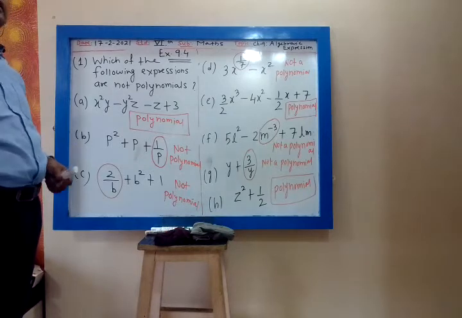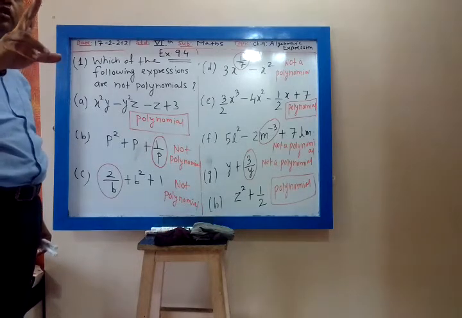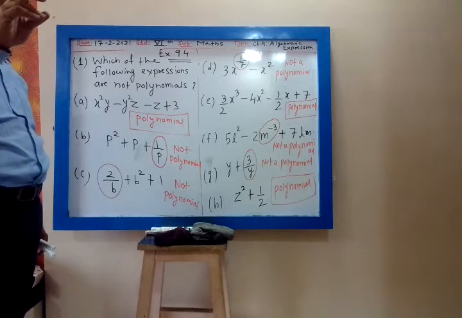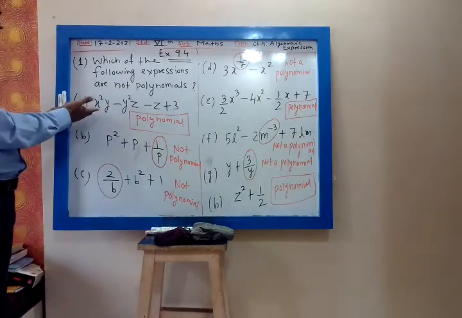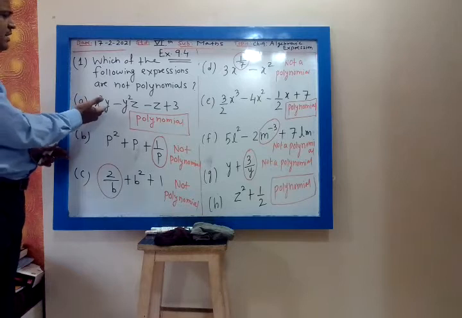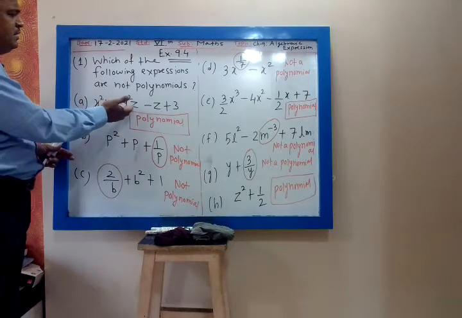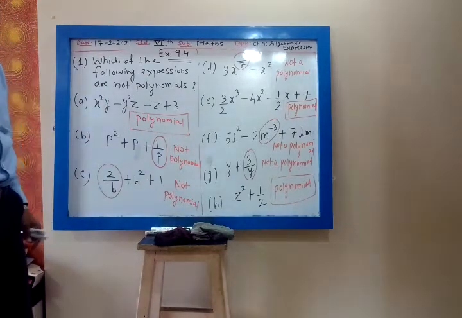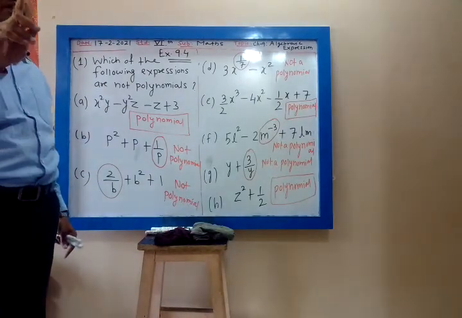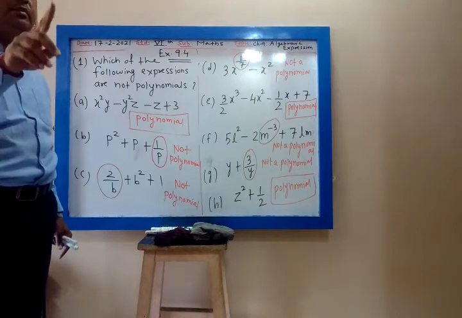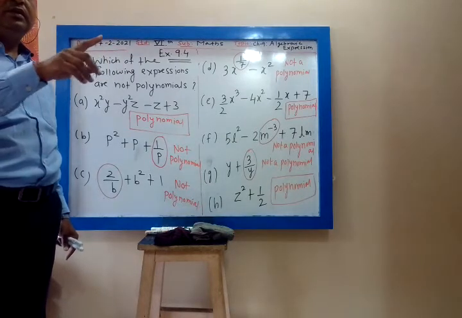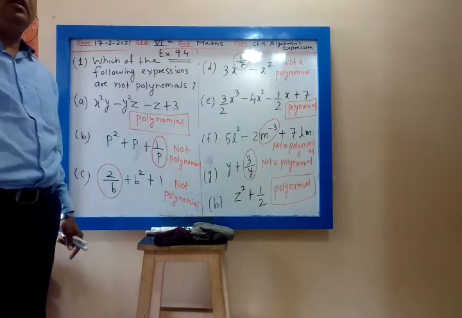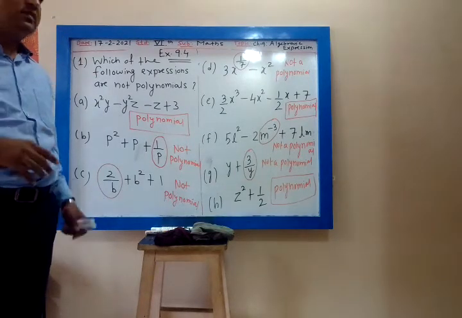Polynomial. But what is the thing for a polynomial? The variable. All the variables are in the numerator and their power is positive, so it is a polynomial. For a polynomial, two things you have to verify. First, the variable should be in the numerator, and second, the power of the variable should not be negative or it should not be a fraction.